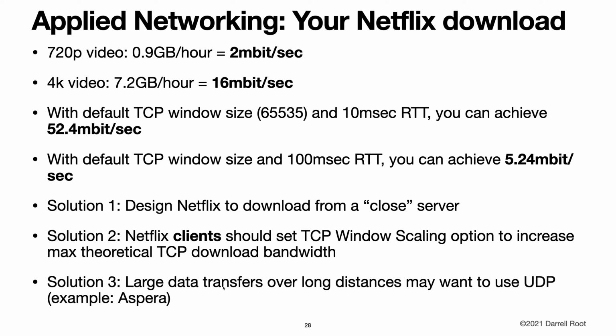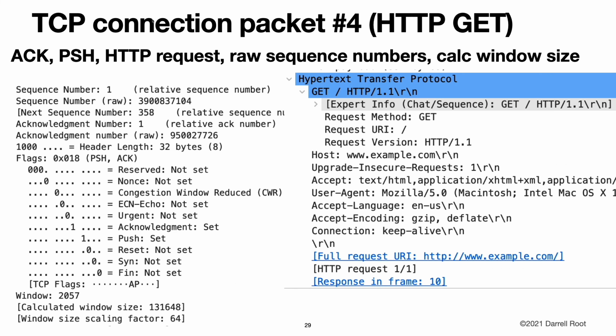You may want to use another protocol such as UDP in order to avoid this whole window scaling problem. An example of that is a product from a company called Aspera, which is used for marketing. I've used it personally for transferring large marketing videos, which are not compressed, so they are huge size. The thing that Netflix mostly does is to try to set up their server infrastructure so you are downloading from a close server. That was a nice discussion of latency, but let's get back to our original TCP connection.